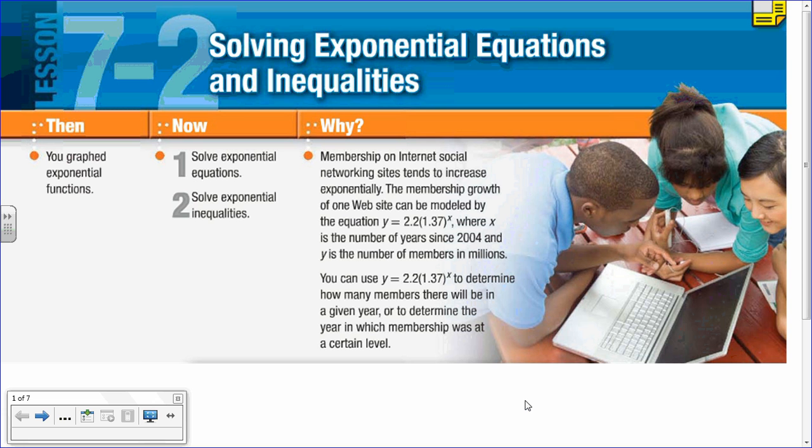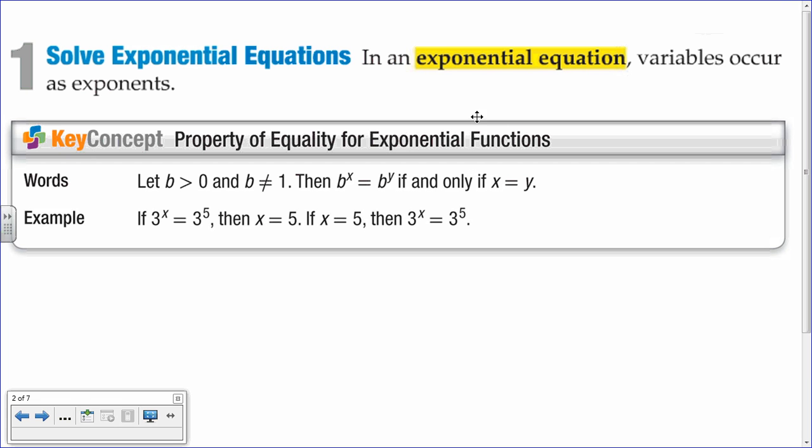Today we're dealing with lesson 7.2. We're going to be solving exponential equations and inequalities, and we'll also be writing exponential equations. Alright, an exponential equation is any equation where the variable occurs as an exponent.